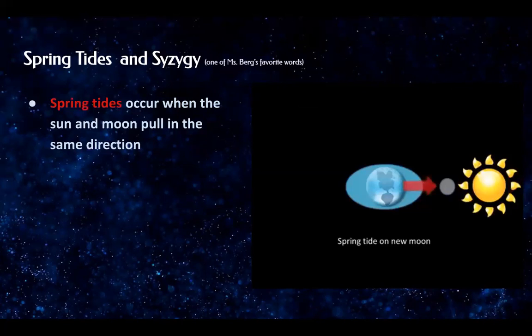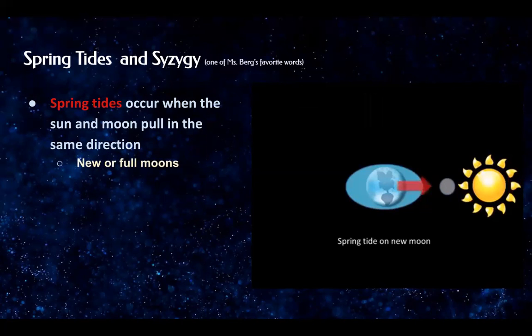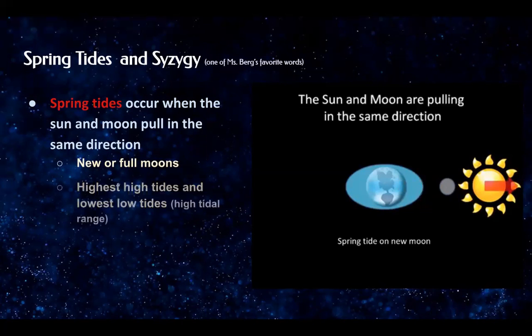So when we have the Earth, sun, and moon in syzygy, or when there's a new or full moon, that means the sun and the moon are going to work together. They're both going to reinforce each other's gravitational pull, and this is when we get the highest of the high tides and the lowest of the low tides. This is also called a high tidal range. It just means there's a big difference between the high tide and the low tide.